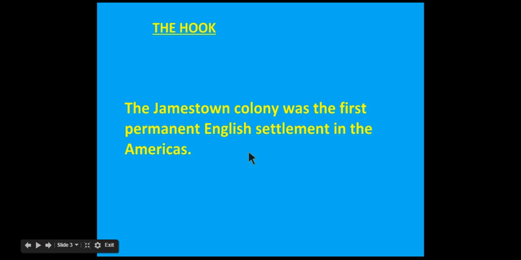Now, my hook is very simple. It's just a statement. Let's go back. It just says, the Jamestown colony was the first permanent English settlement in the Americas. Really, really simple hook. You can do anything you want. Did you know that Jamestown was a failing colony? Did you know that Jamestown was a horrible place to live in? We've talked about how horrible it was.